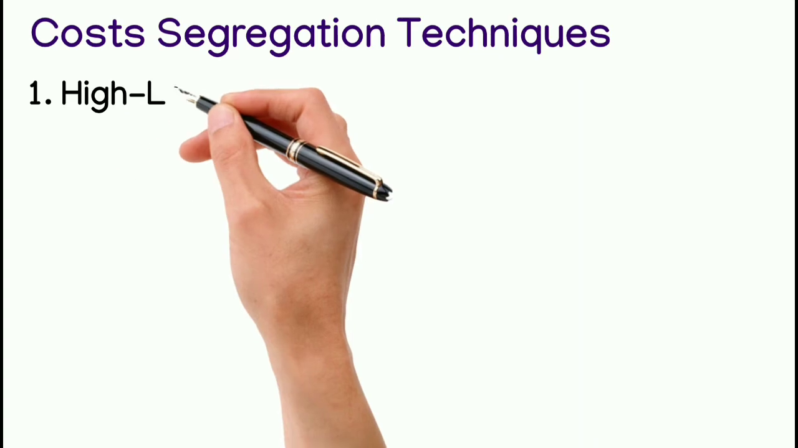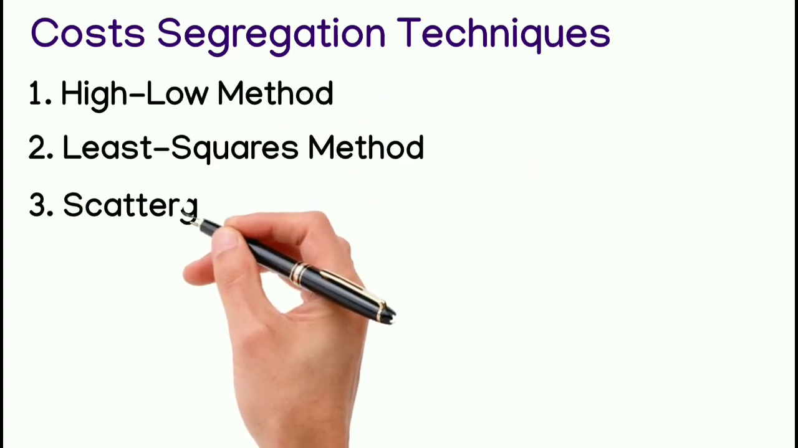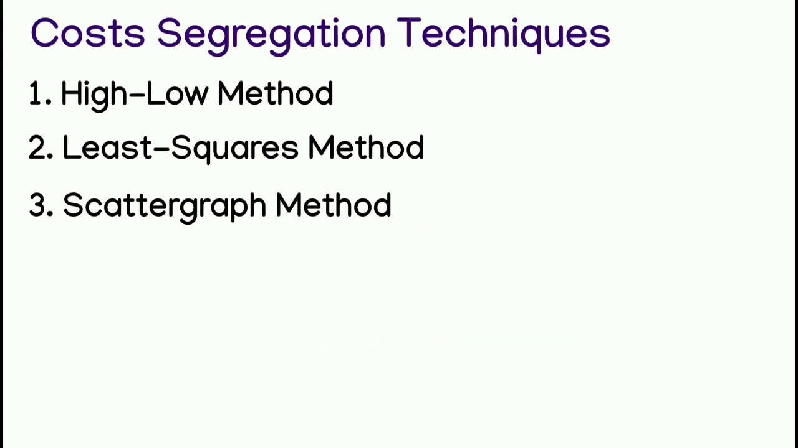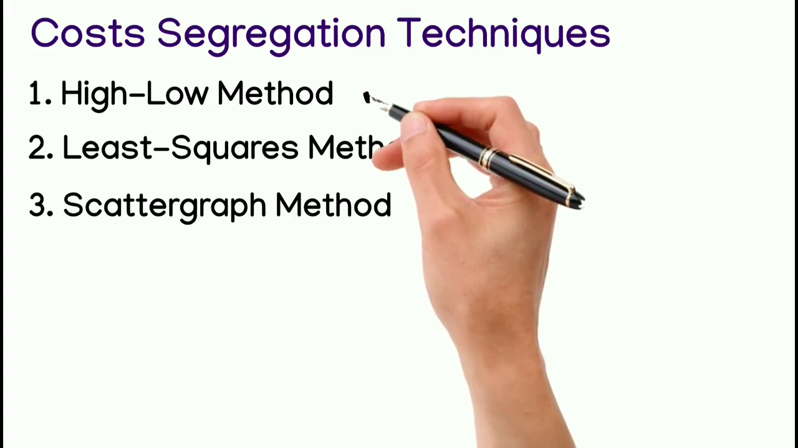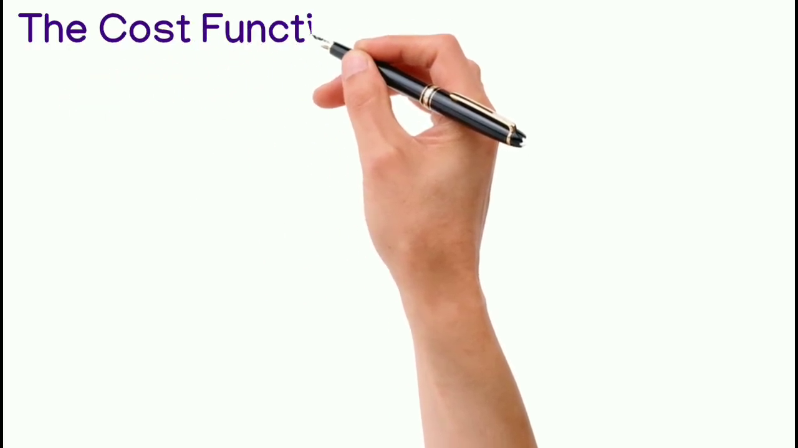There are actually three cost segregation techniques, and they are the High-Low Method, Least Squares Method, and Scatter Graph Method. For today, we will focus on the first cost segregation technique, and that is the High-Low Method. Before I discuss the High-Low method, dapat malaman nyo muna yung cost function or cost formula.